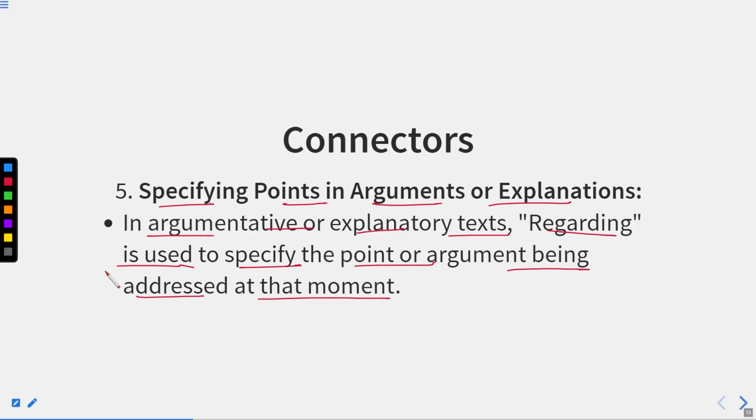Regarding is used to specify the point of argument. It means what the argument is about. So to specify that point, regarding is used, being addressed at that moment. It means we are addressing that particular topic which we are arguing.